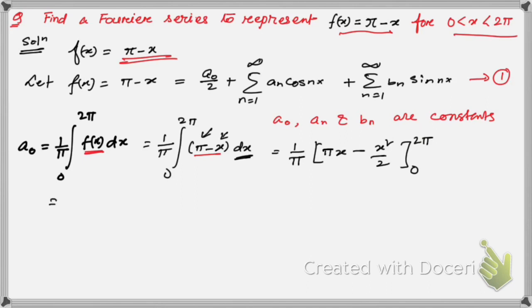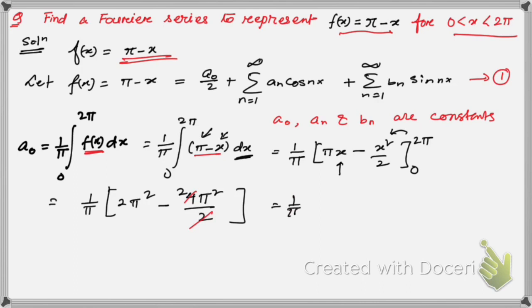Now put the limits. 1 by pi, putting 2 pi here we get 2 pi square, and on putting 0 we get 0. Then minus, putting 2 pi again, 4 pi square by 2, and on putting 0 we again get 0, so let's ignore that part. The 2 cancels 4 and gives 2. So we have pi times 2 pi square minus 2 pi square, which is equal to 0. So we have got a naught equal to 0.